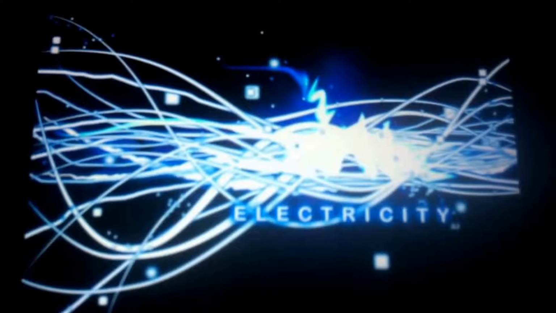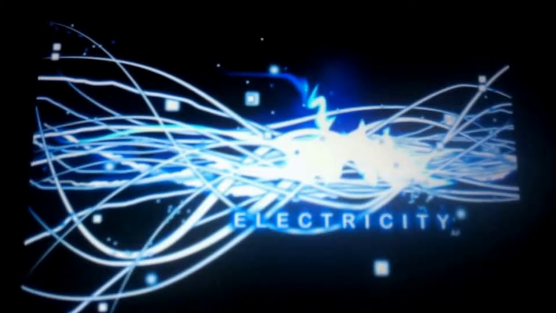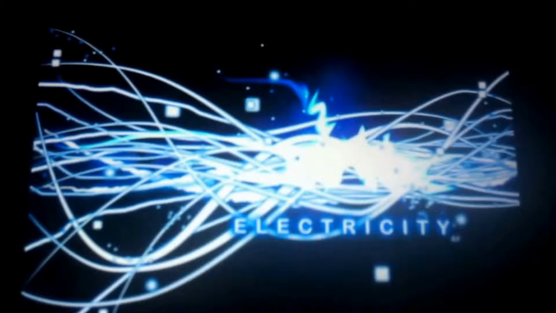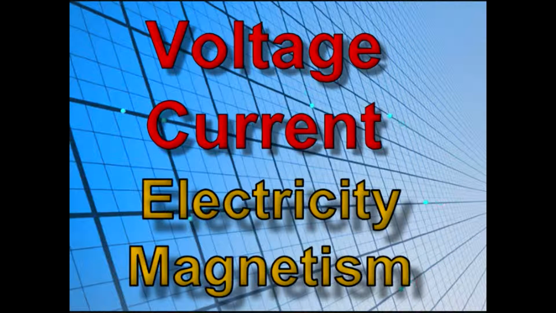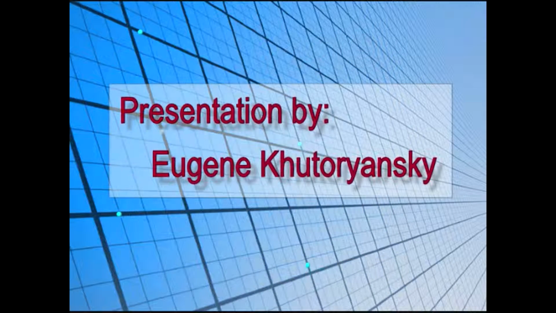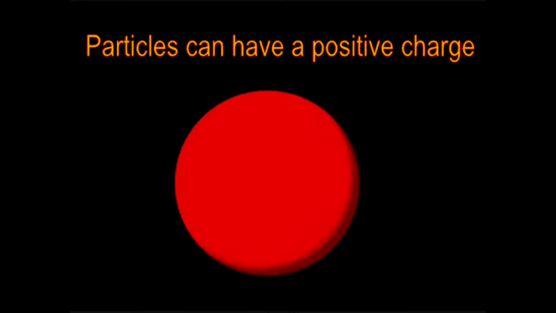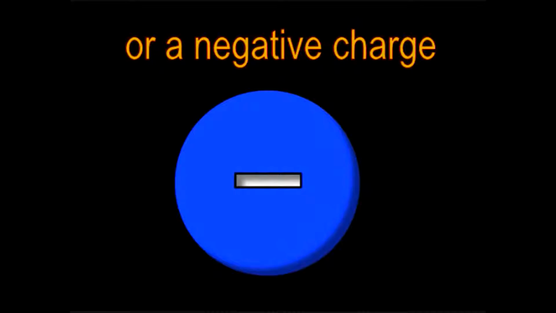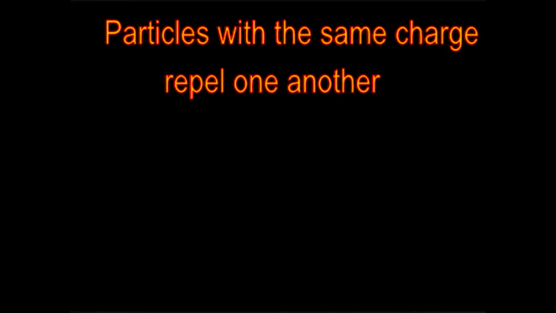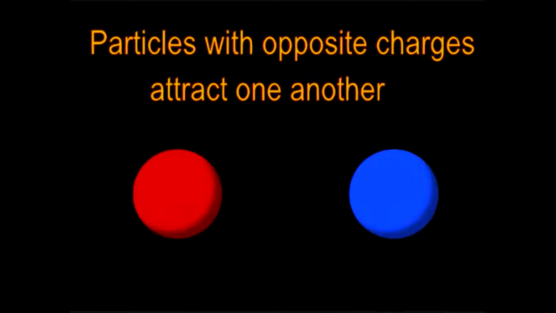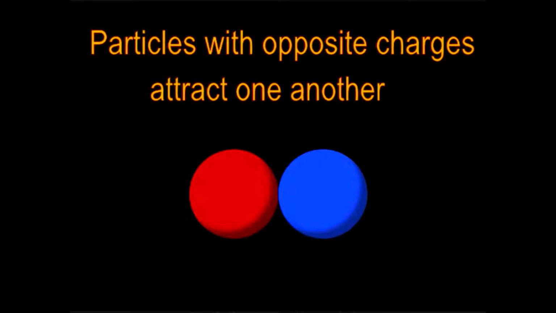Electricity is a form of energy resulting from the existence of charged particles, such as electrons or protons, either statically or dynamically as a current. Particles can have a positive charge or a negative charge. Particles with the same charge repel one another. Particles with opposite charges attract one another.